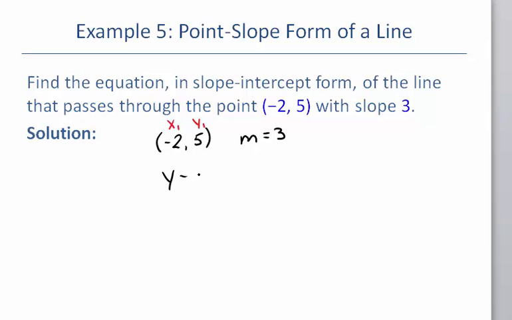So let's take our point-slope equation and we want to plug in the numbers that we have in the appropriate places in the equation. So for the slope, for the m, we're going to enter in a 3. For the x1, we're going to enter a -2. And for the y1, we're going to enter a 5.